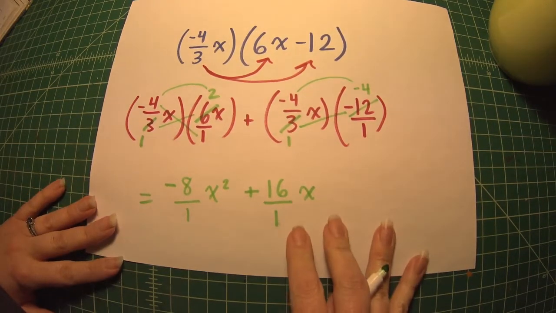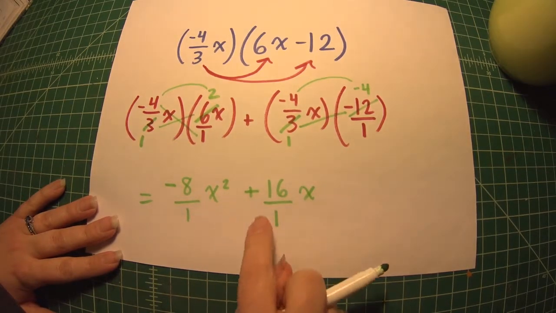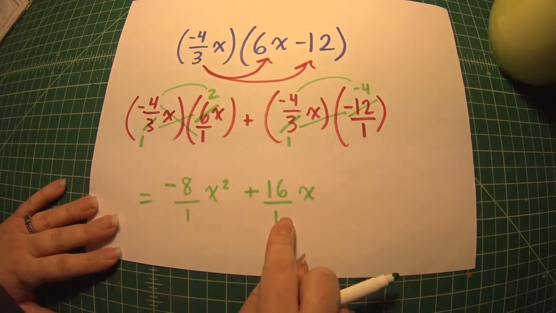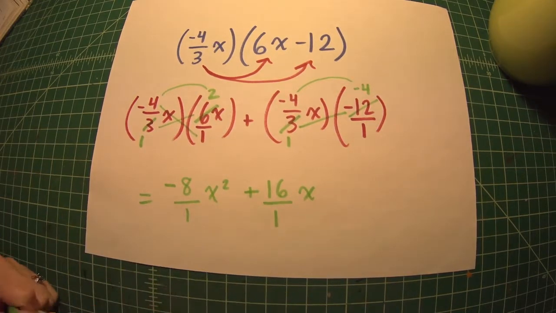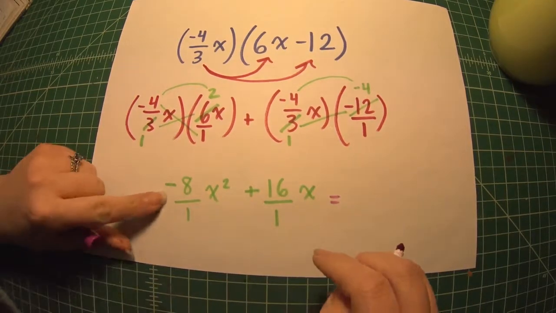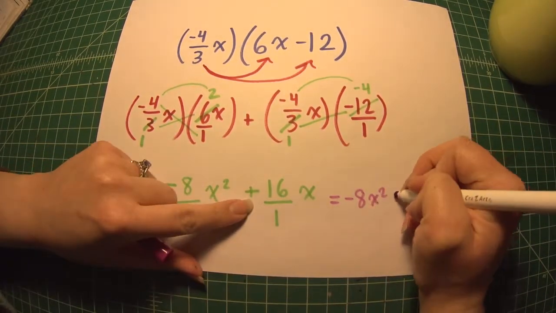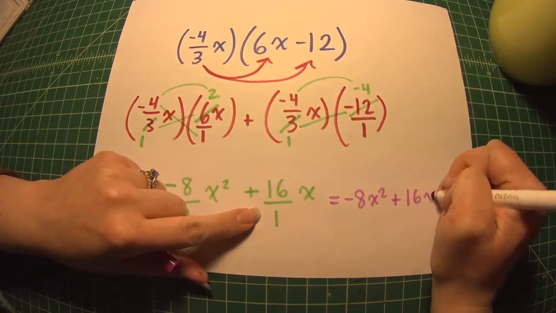And there's one more thing I need to do before I call it my final answer. And that is get rid of these improper fractions. And when it's over 1, that's super easy because you can actually just take away those ones. So final answer here. I'm just going to have negative 8x squared plus 16x.